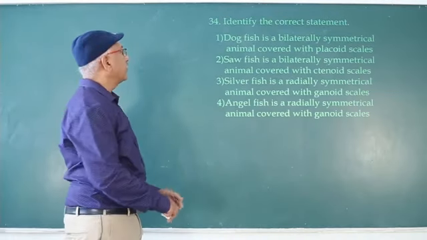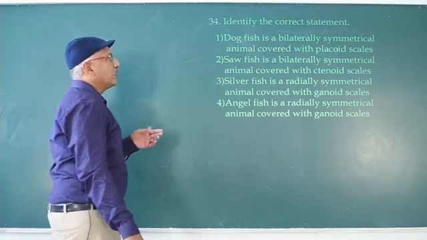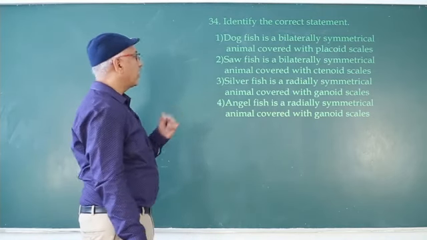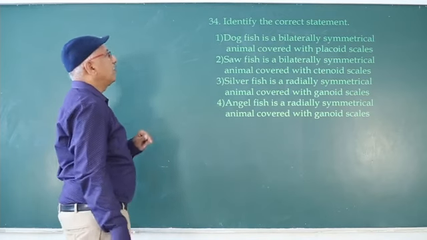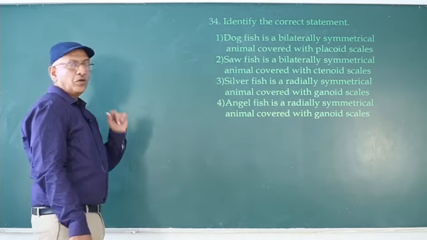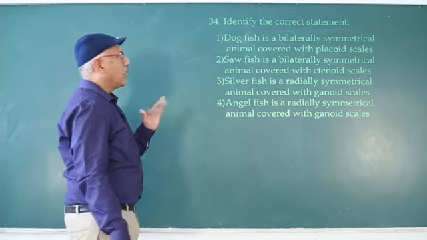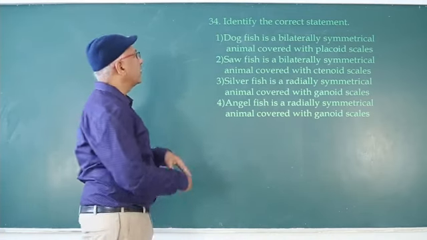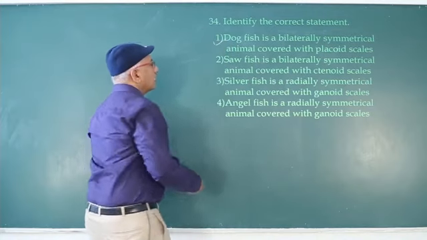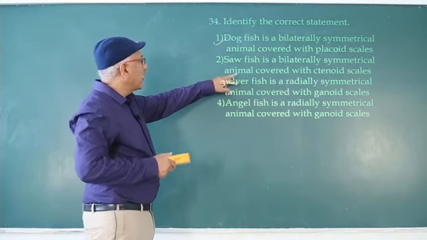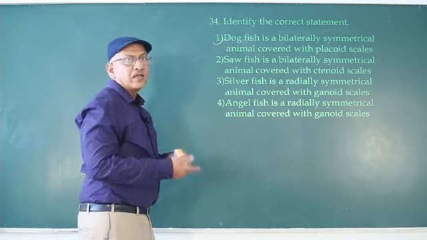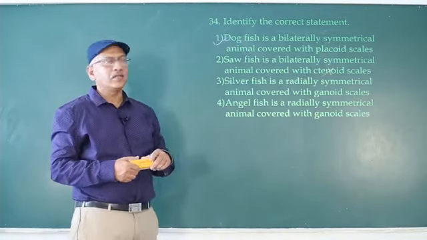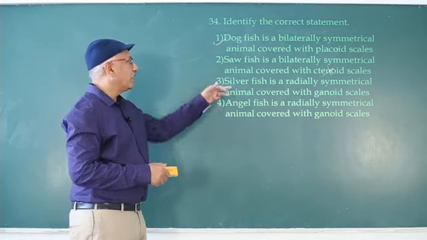Identify the correct statement. Dogfish is a bilaterally symmetrical animal covered with placoid scales. Dogfish is Scoliodon, the scientific name. Fishes are bilaterally symmetrical, covered with placoid scales. Correct. Sawfish is a bilaterally symmetrical animal with ctenoid scales. Wrong. Sawfish, Pristis, is also cartilaginous, not ctenoid, only placoid.